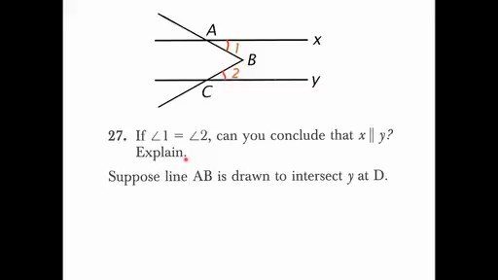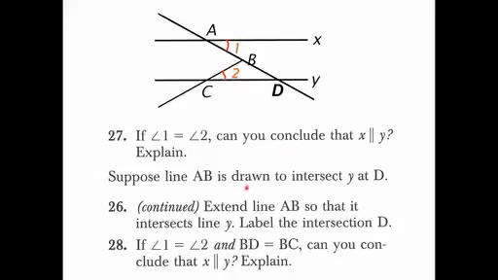But what if we extended AB so it intersects line Y at point D? Anything change now? Well, with this given, maybe it does. If angle 1 is equal to angle 2, and BD is BC. Notice I jumped the gun there a little bit. Why am I able to say this angle BDC is equal to angle BCD?